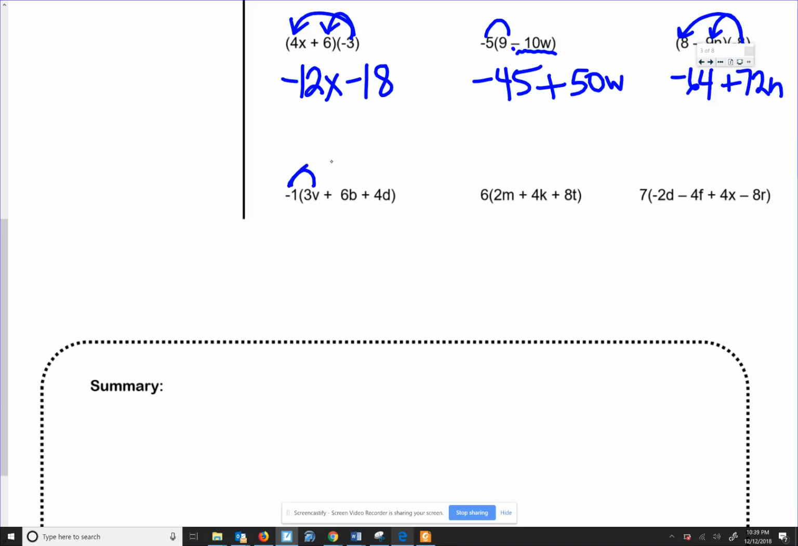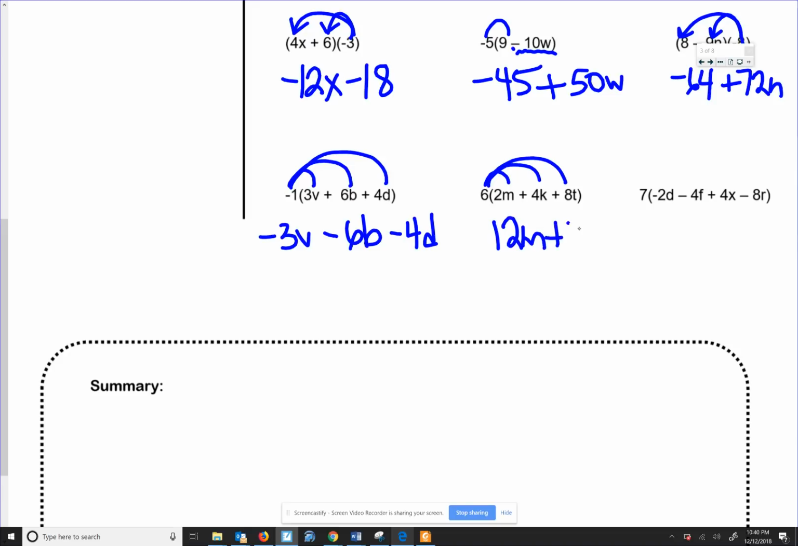Negative 1. This time I have 3 terms to distribute negative 1 to. When you multiply something by negative 1, it just flip-flops the sign. 6 times 2, I get 12m. 6 times 4, 24. Okay? 48t. I'm going to add that down here. Sorry. I write big and I run out of room.